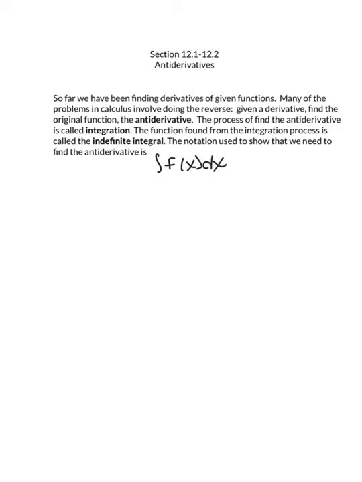The notation that we use to show that we need to find the antiderivative is this kind of curly Q-looking, almost S symbol. And then we have f of x and dx. You'll have the function given to you, and at the end it'll say dx or du or dt, just depending on what the variable is.